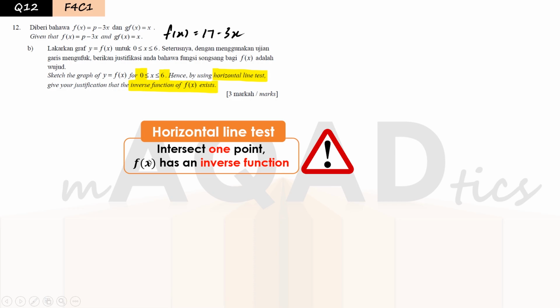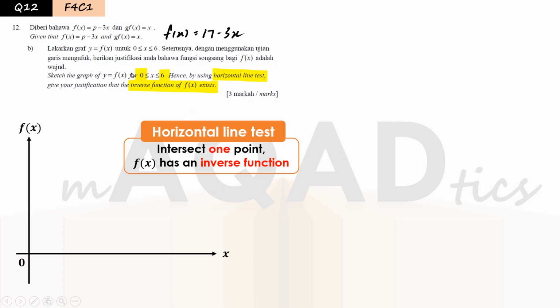Right, so let's draw out that f of x graph first, and to see whether this line intersects at one point only. Okay, so let's draw out the graph. So we can use the range here, x starting from 0 until 6. So when x equals 0, which is the y-intercept, right? So we can find the y-intercept through here, because this is actually a line equation, right?